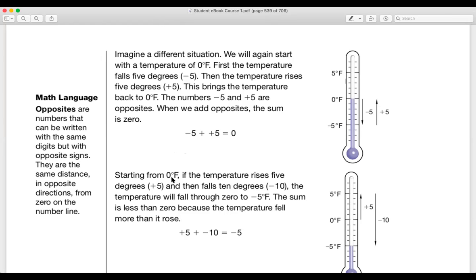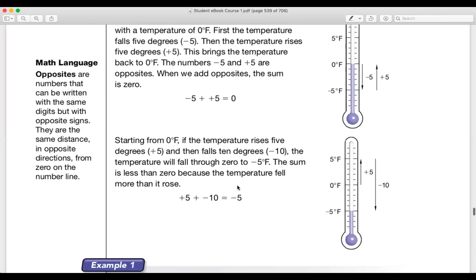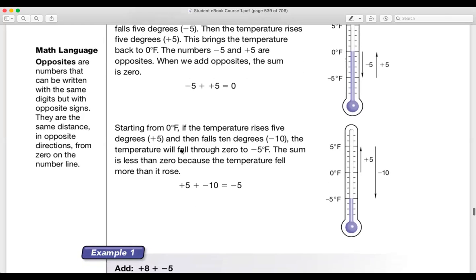Again, if we're starting at 0 degrees Fahrenheit, and the temperature rises 5 degrees, +5, and then falls 10 degrees, -10, the temperature will fall through 0 to -5. The sum is less than 0 because the temperature fell. So if you're at 0 and you go up +5, you're now at 5 degrees Fahrenheit. But then the temperature drops 10. There's 5, and then there's 10 more. Then you're back to -5 right here. So -5 degrees Fahrenheit would be the temperature.